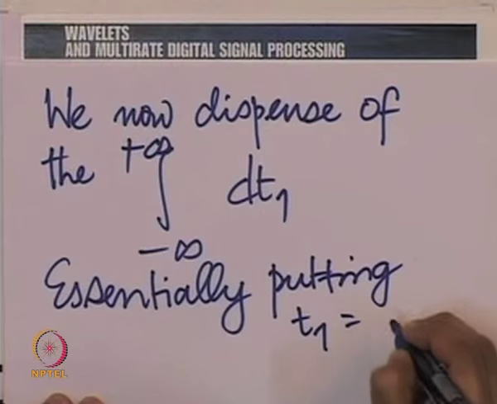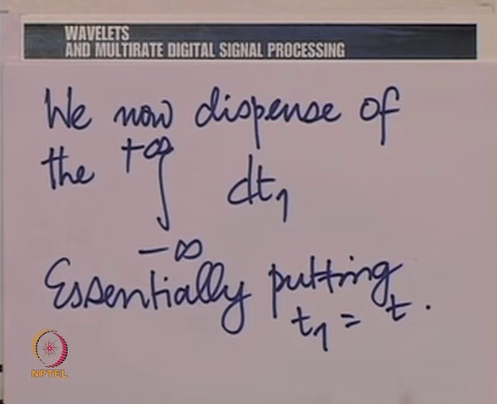And doing that is essentially putting t1 equal to t. That is the way to dispense of it. After all, when we multiply by an impulse at t minus t1, what we are saying is simply substitute t1 by t, not forgetting there is a factor of 2 pi there. So, in fact, without rewriting all of that, let me straight away do that job.